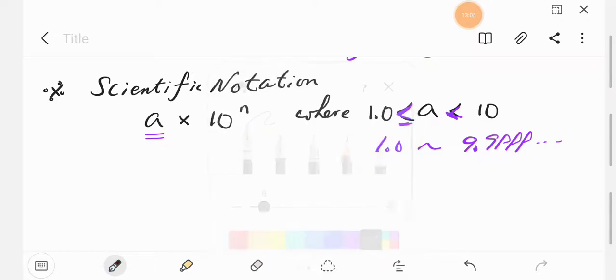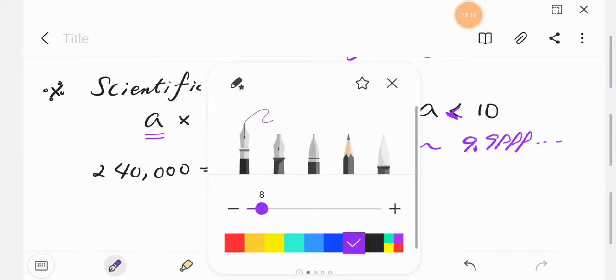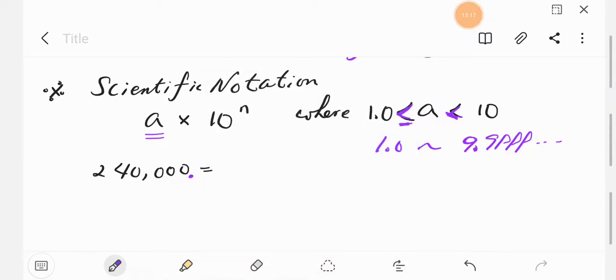So okay, if you have a number like this, 240,000, then we can write it in scientific notation. So actually the decimal point is at the end, isn't it? It's at the end. So move this decimal point to the first non-zero digit. So all the way up to here. So 1, 2, 3, 4, 5.